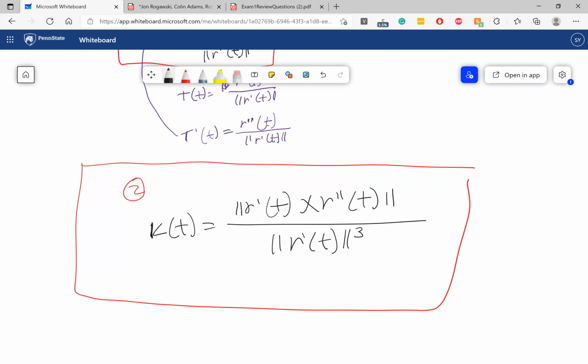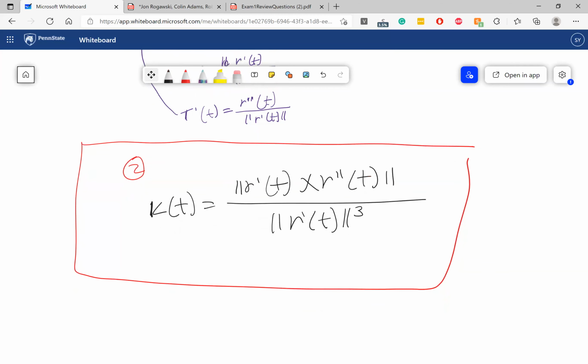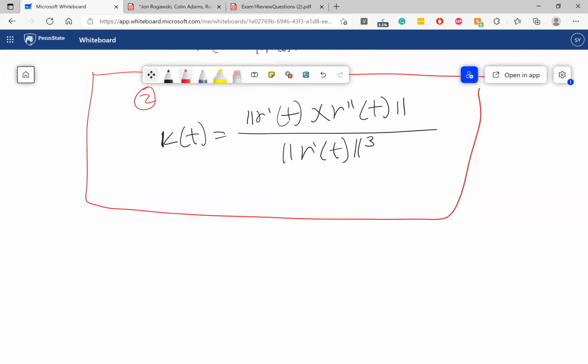And we briefly discussed intuitively why this formula makes sense. Your R double prime of t is the acceleration, and your R prime of t is your velocity. And if your R prime of t and your R double prime of t are going in the same direction, then your cross product is 0.